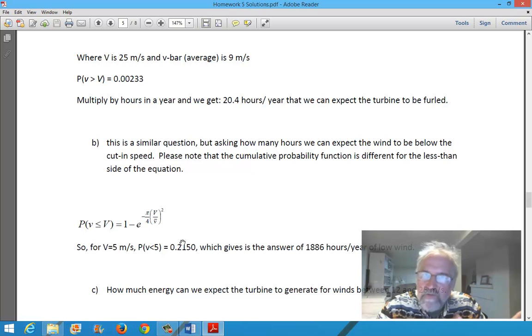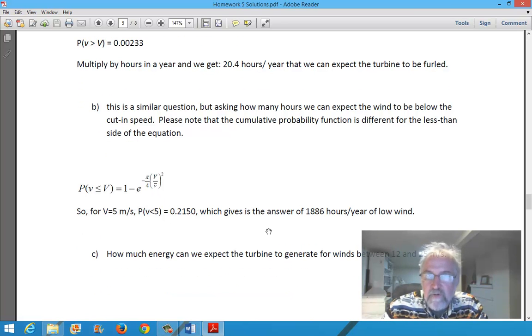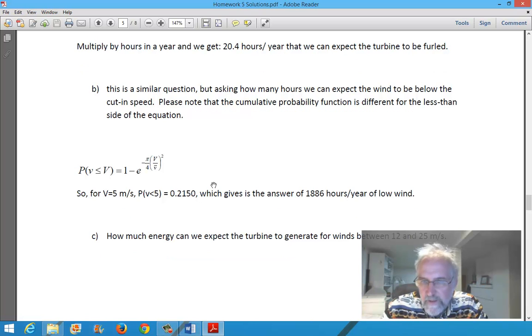There's two versions of it, right? One is the right end of the tail, one is the left end of the tail. So this is the left hand. So what's the probability of velocity is less than, not greater than, a given value? So this is the lower end of the tail from 5, in this case, to 0. And since the area under the entire cumulative or probability density function has to be 1, then this other equation here, of V less than or equal to v, is 1 minus e to the minus pi over 4 times the ratio squared. Pretty straightforward.